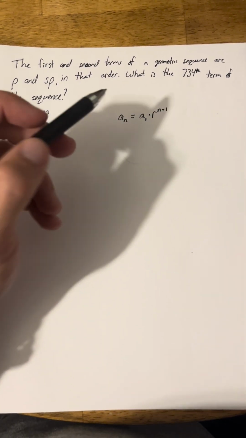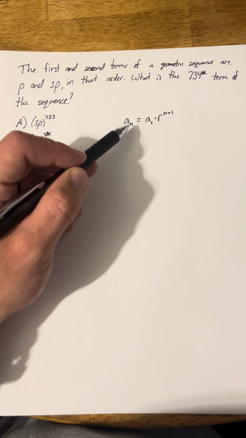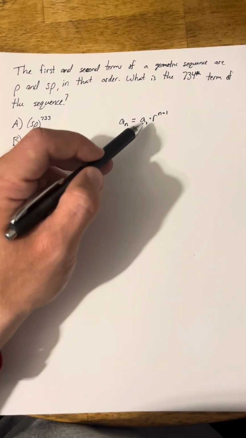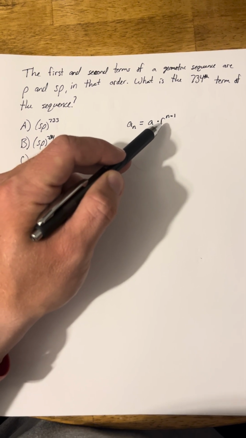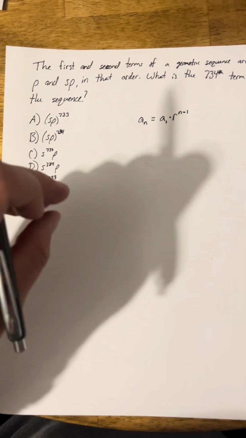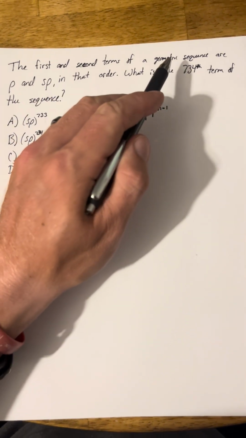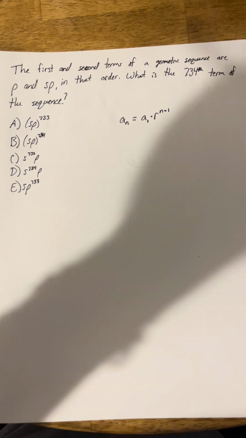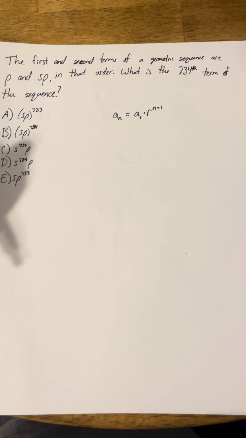So what does each of these mean? n is just your term, whatever term you're referring to. So this one, we're trying to find the 734th term. a_1 is your first term, whatever your first term is, and r is your common ratio, which is what number you're multiplying by each time to get to the next number. Because remember, with geometric, you are multiplying. With arithmetic, you are adding.